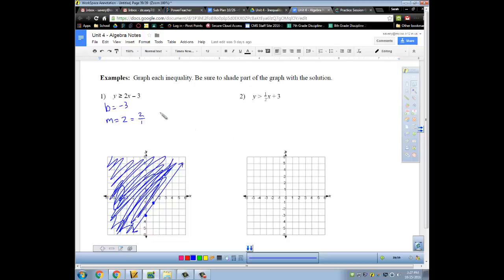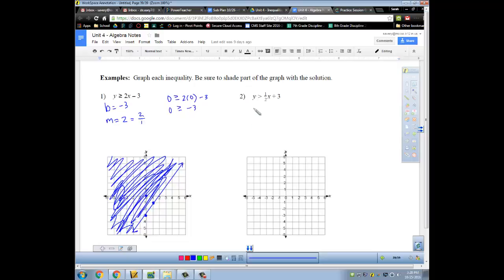You also could test a point. I usually test 0, 0, and you plug in 0 for both of your values. So we get 0 greater than or equal to 2 times 0, which is 0, minus 3, so -3. This is true, so that's why we shade it over there. But I think it's just easier to think y is greater than, so shade where it's greater than.